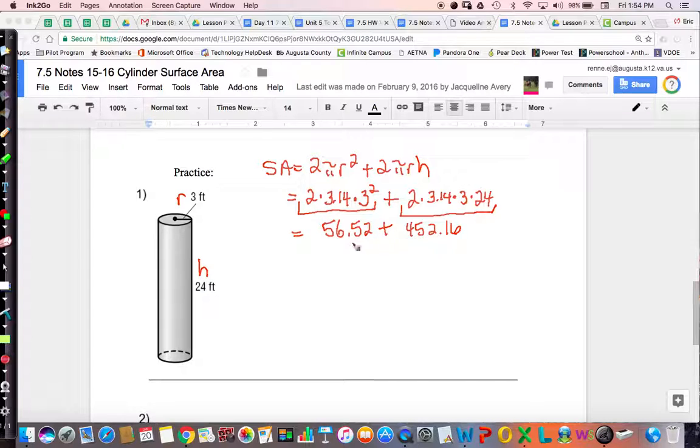Now, I have to add those two parts together. So I'm combining the area of the circle plus the area of the rectangle. And that will give me 508 and 68 hundredths.